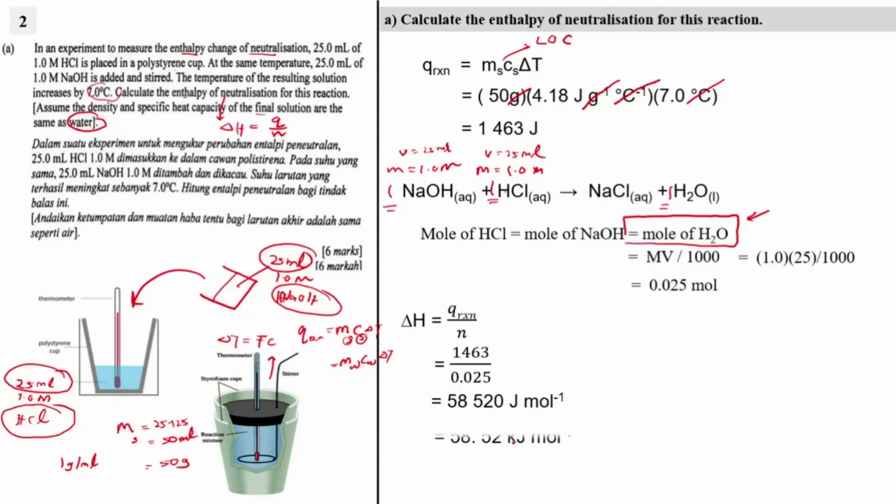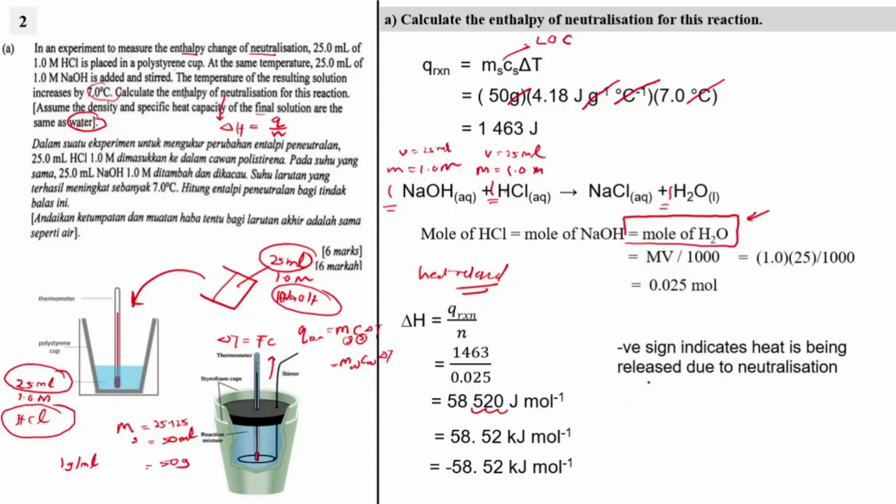And from here, we can convert that into kilojoule by dividing by 1000. And then you know that the definition of the heat of neutralization is the heat release. So when we mention heat release, we're going to have a negative sign. So we're going to put a negative sign here, where the negative sign indicates that heat is being released due to the neutralization between an acid as well as a base.